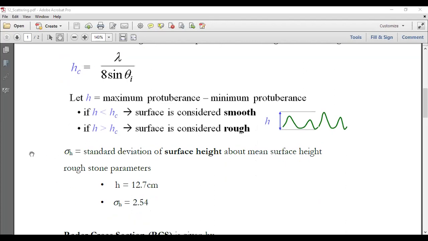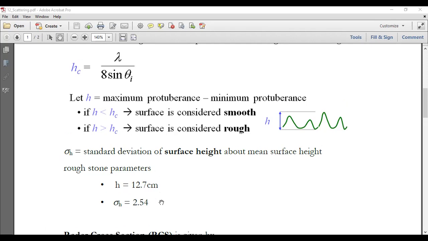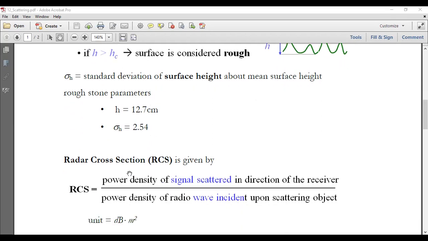You can also calculate a standard deviation for your H. And here are some sample values of H for rough stone. The H, which means the difference between maximum and minimum, is 12.7 here, and the standard deviation is 2.54.